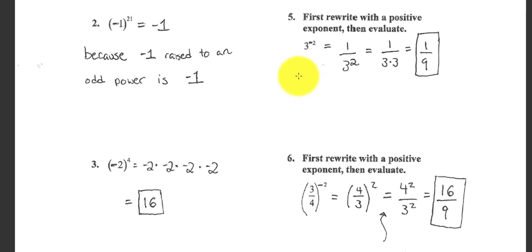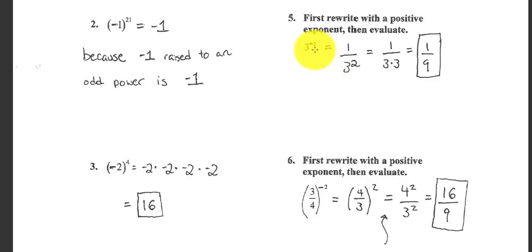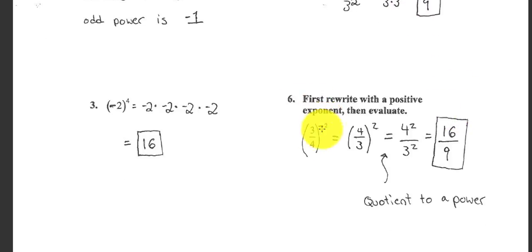Okay? Question 5. Well, how do we get rid of the negative exponent? Remember, to remove the negative exponent, you take the reciprocal of the base. So my base is 3. So the reciprocal of 3 would be 1 over 3, and then make the exponent positive. So you're left with 1 over 3 times 3, which is 1 over 9. Question 6. Okay, here my base is 3 over 4. So the reciprocal of 3 over 4 would be 4 over 3. Make the exponent positive, and think of this as 4 over 3 times 4 over 3, or 4 squared over 3 squared, which is 16 over 9.